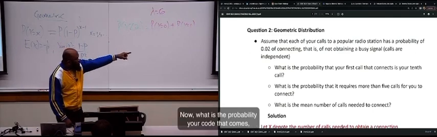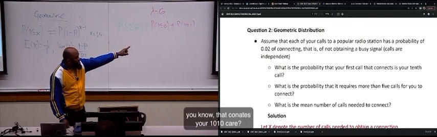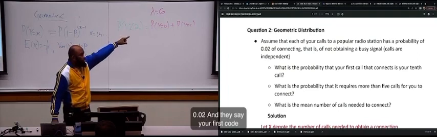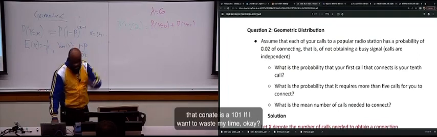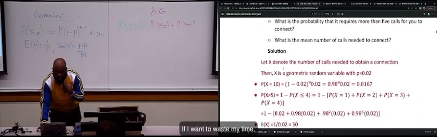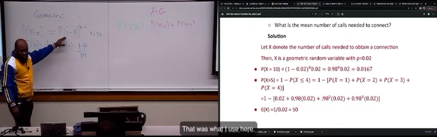Now, what is the probability that your first call that connects is your 10th call? If I want to answer that, I already know my probability to be 0.02. And they say your first call that connects is the 10th one. If I want to waste my time, I'm going to use the formula here. That was what I used here.